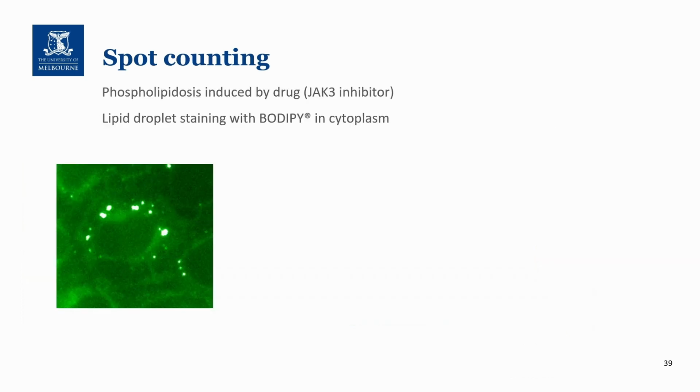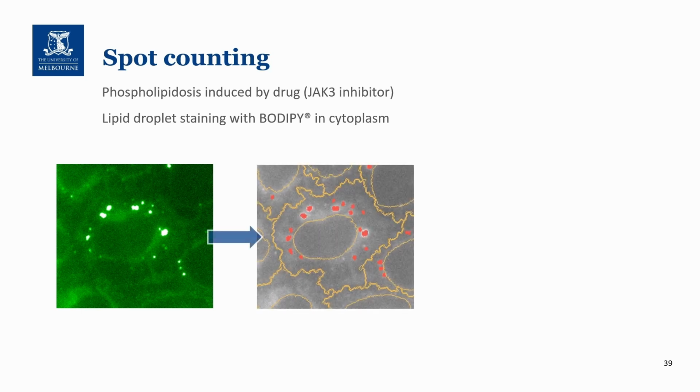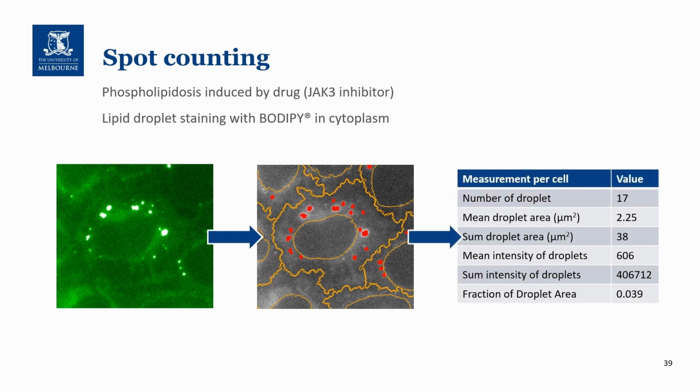In this example, we want to track phospholipidosis, which is a condition causing excess accumulation of phospholipids in tissues. In this example, it has been induced by a drug and the droplets have been labelled with BODIPY. Spot counting, which looks for smaller, regularly sized shapes, can be used for making morphological and intensity measurements for each lipid droplet, or for making measurements that take into account all spots in a sample, such as the fraction of droplet area.